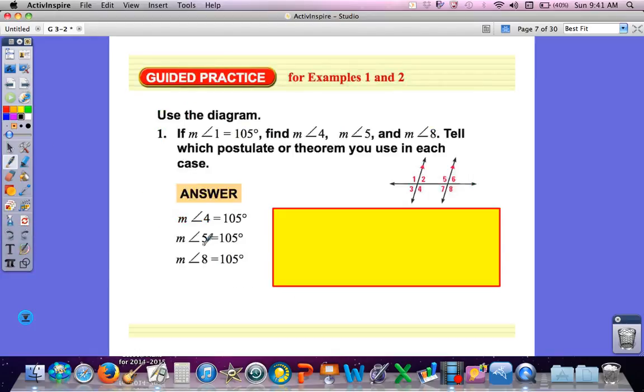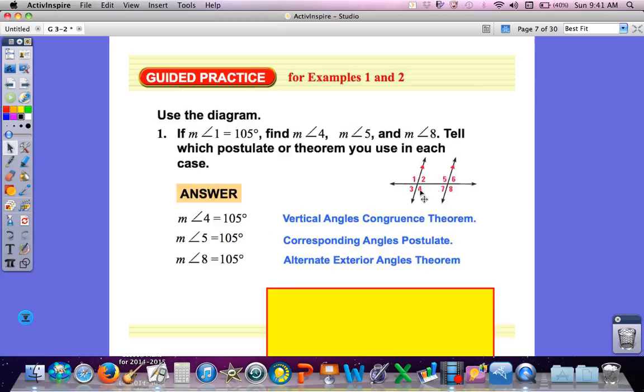So, guided practice. This is a chance to pause the video. See if you can find the answers, and then say which postulate or theorem you used. So pause it. Okay.